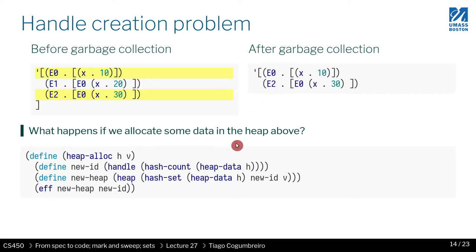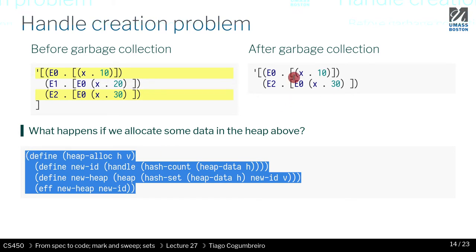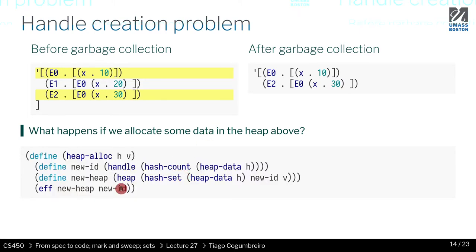If you were to write this code and you didn't change the way our implementation of heap works, we would get an error. That is because when we allocate a value in the heap, we use that counting mechanism. And I did mention before that hash counting assumes no element is removed from the heap. If an element is removed, which is what would happen from garbage collection, then we would have to rethink the way we calculate unique identifiers.